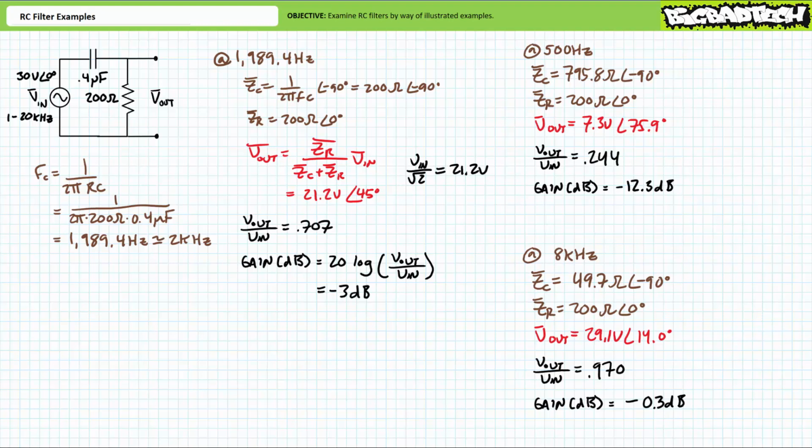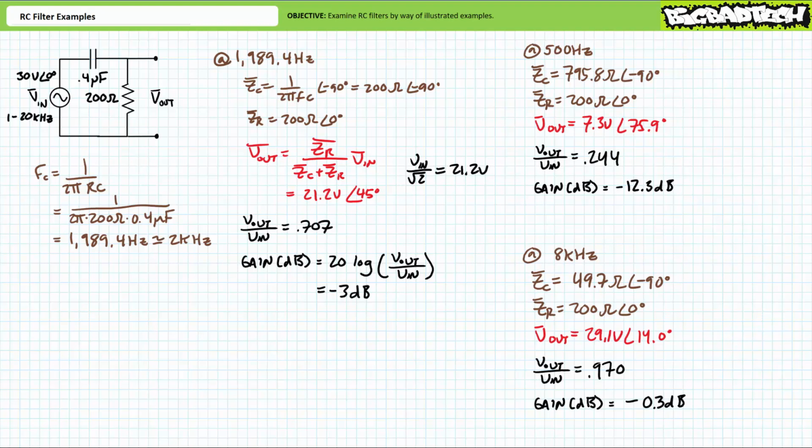The AC voltage divider rule demonstrates that Vout will be approximately 29.1 volts at an angle of 14 degrees. You note the output voltage at 8 kHz is more than that experienced at the critical frequency. This is an identifiable feature of high-pass filter circuits. If we wish to normalize this output, we would divide output voltage magnitude by input voltage magnitude. Doing so leaves us with a dimensionless constant of 0.970, meaning output voltage is roughly 97% of input.